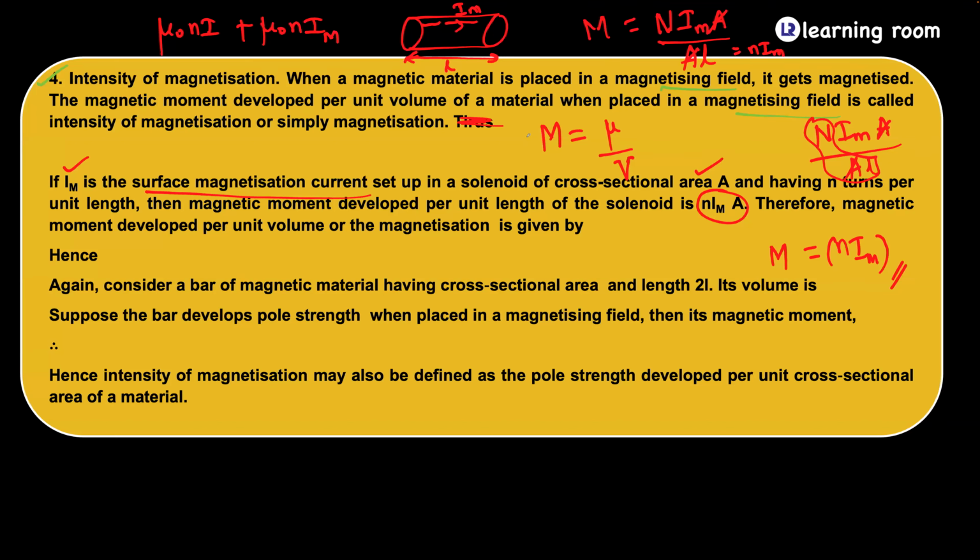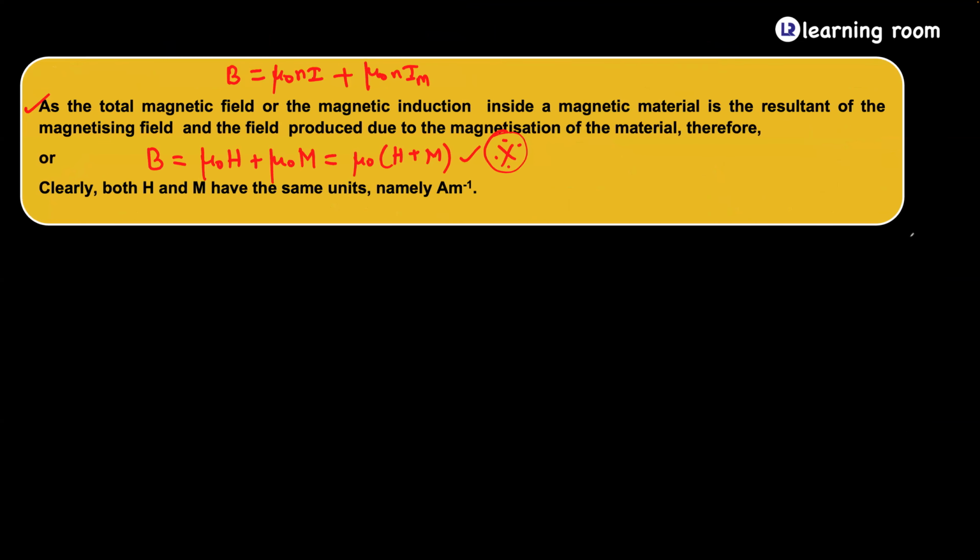Similarly, what is intensity of magnetization? The basic definition of intensity of magnetization, capital M, is the amount of dipole moment developed per unit volume. But how is it mathematically written? It is written as small n into Im, where small n is the number of turns per unit length multiplied with Im. What is the Im? It is called the magnetization surface current. Right? So after this, what did we see?